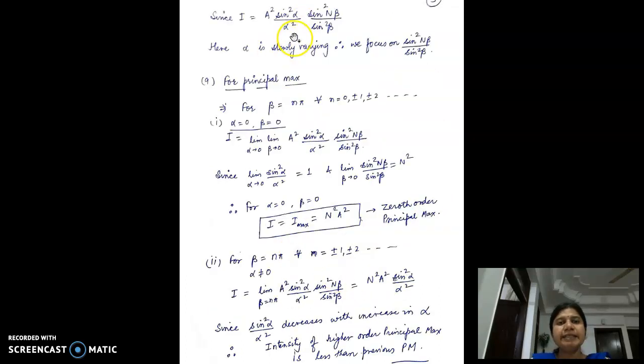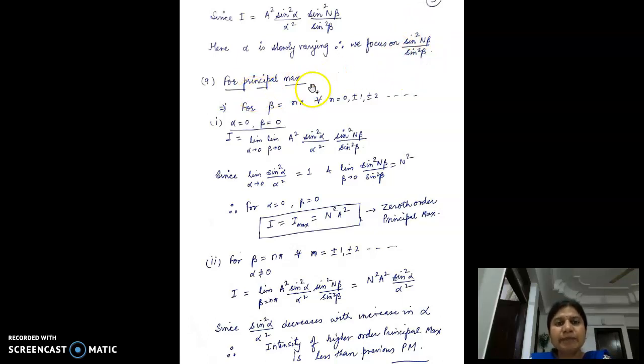Since the intensity is a square sine square alpha by alpha square, sine square n beta by sine square beta, we observe that alpha is a slowly varying function while beta is a rapidly varying function. If you go back to the expression of alpha and beta, we know alpha is pi by lambda times e sine theta, while beta is pi by lambda times (e plus d) sine theta. Therefore, beta is rapidly varying and thus we have to focus on this particular function, that is sine square n beta divided by sine square beta, and see where this function maximizes and minimizes.